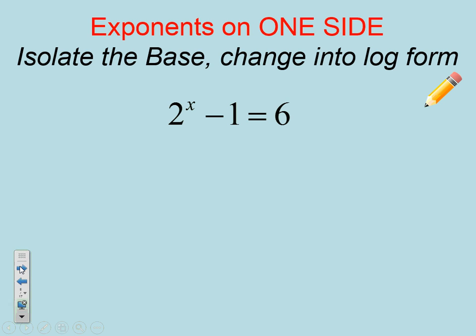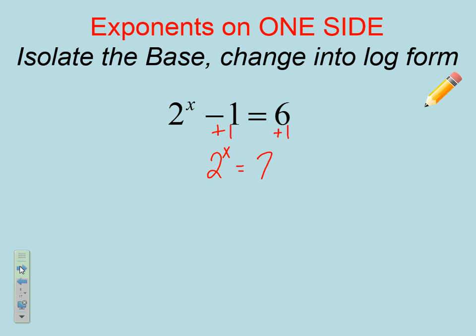Now let's look at the other situation that could happen where you have an exponent just on one side. For this, we need to isolate the base, but now we have to change it into log form, okay? So when we have an exponent on one side, there's only an exponent up on the 2, no other exponents. I need to isolate the base and change it into log form. So I need to do as much as I can until I get stuck and then turn it into logs. So I'm going to add the 1 here. 2 to the x power equals 7.